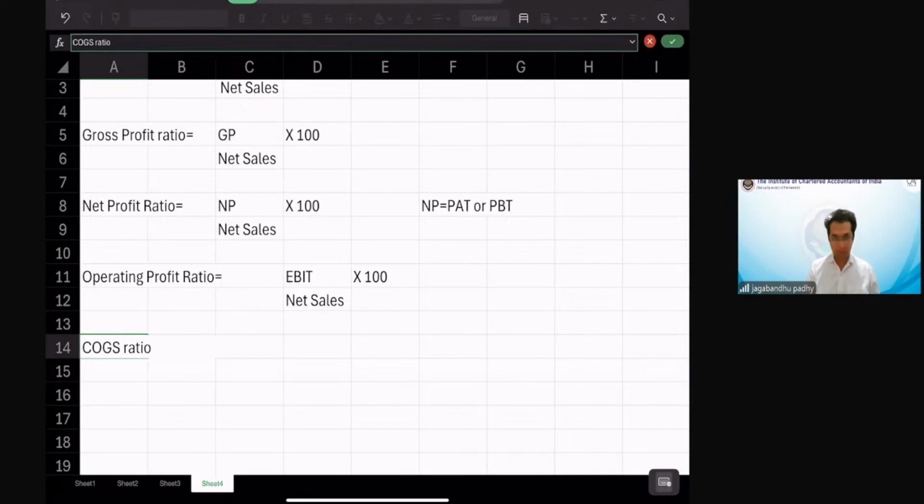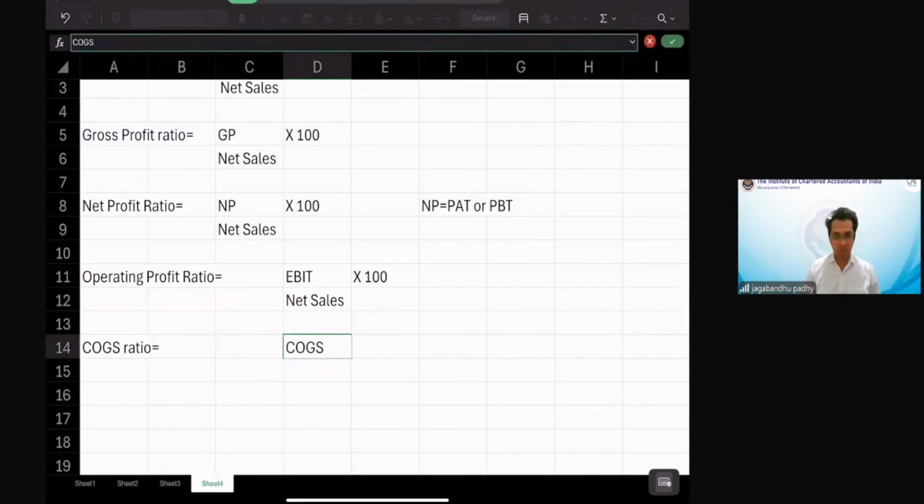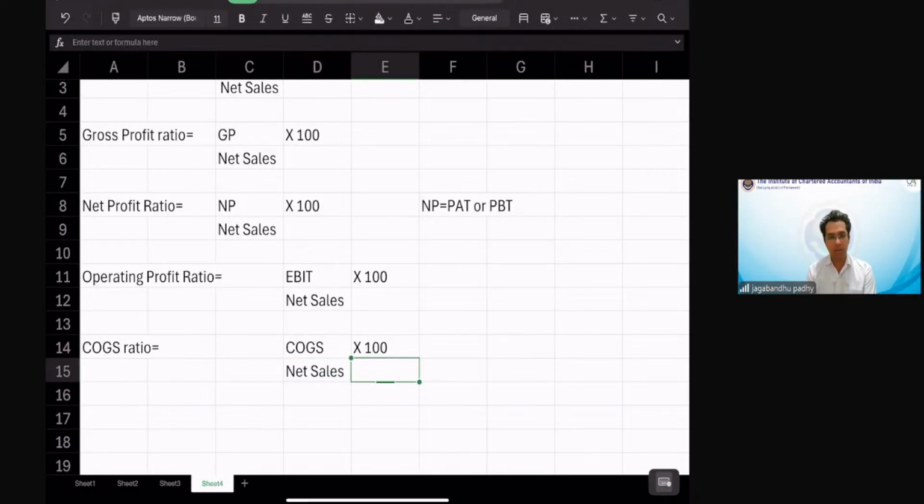COGS ratio. COGS upon net sales into 100. Okay. What is EBIT? Earnings before interest and tax. EBIT is earnings before interest and tax.